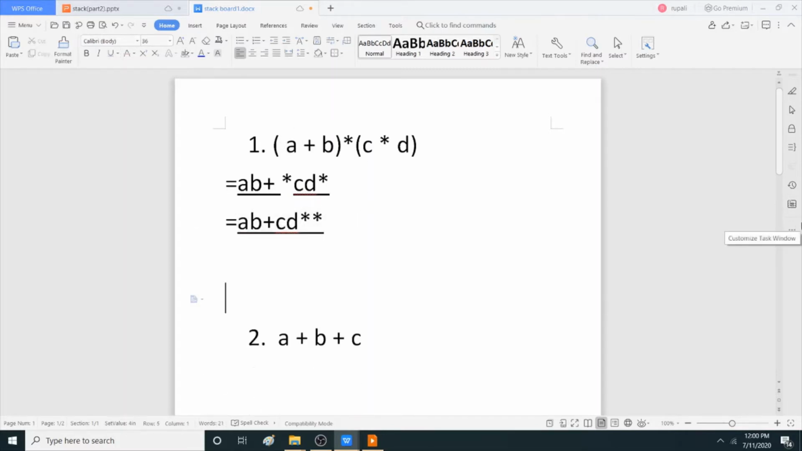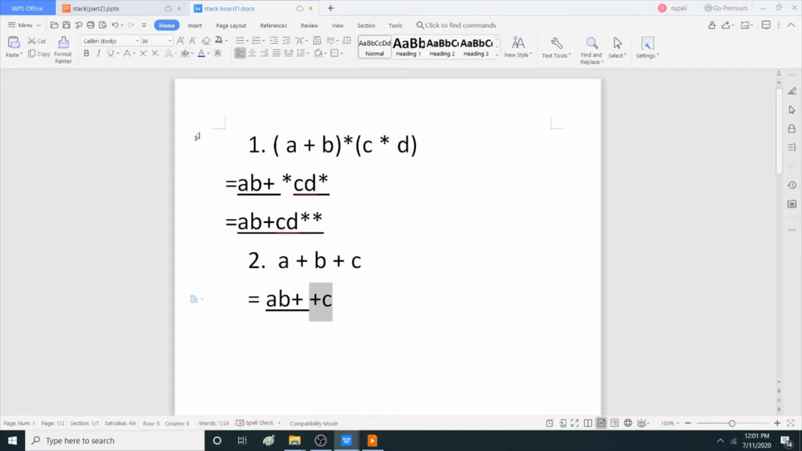Now take another example. This is A plus B plus C. This one is very easy. First, A plus B. See, there are two plus operators, so the priority is the same. So you have to start from the left hand side. If operators of the same priority occur, then always start from the left hand side. So it is A B plus, underline this, and then just write plus C. No need to underline this.